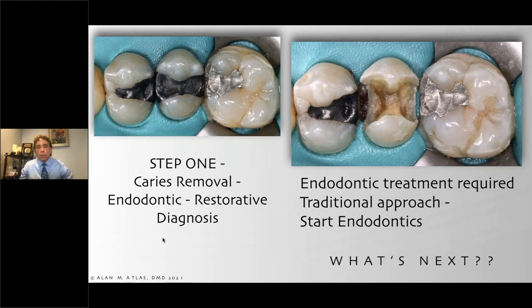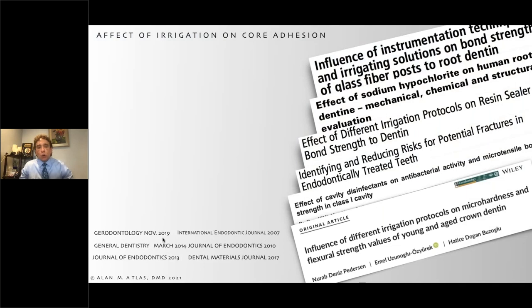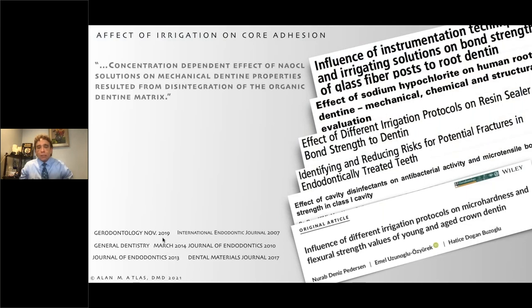So I'm going to tell you, when we look at the evidence, the effect of irrigation on core adhesion, this is just a microcosm of the evidence out there, and these are all recent articles. We see that sodium hypochlorite definitely affects the dentin properties, and it is concentration dependent. The higher the concentration, the more effect it's going to have. It results in the disintegration of the organic dentin matrix. It makes it fragile. So if you leave sodium hypochlorite on dentin for 30 minutes to kill all the bacteria, you're actually weakening the tooth significantly.